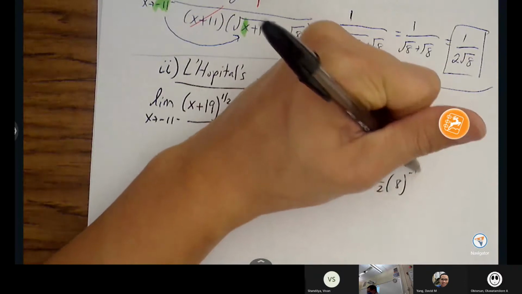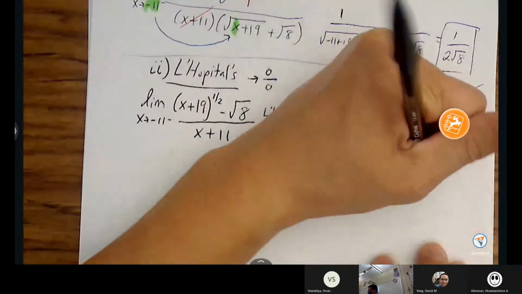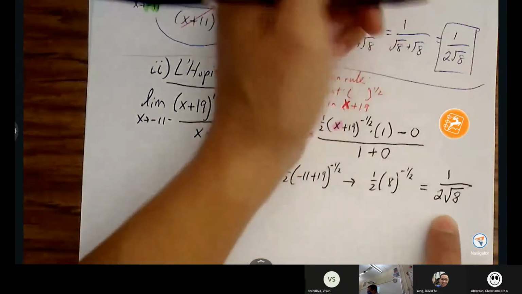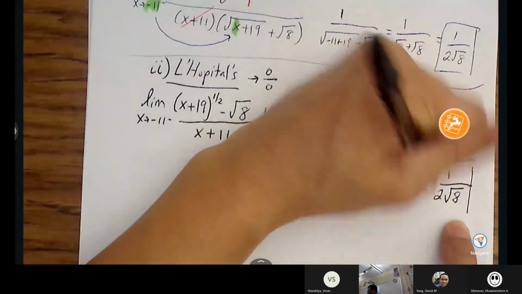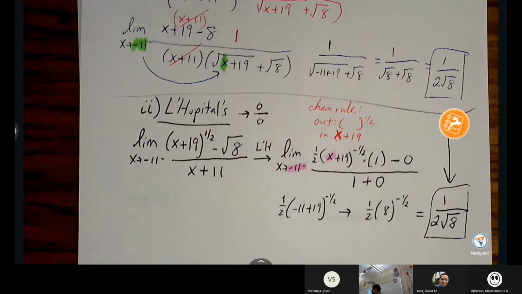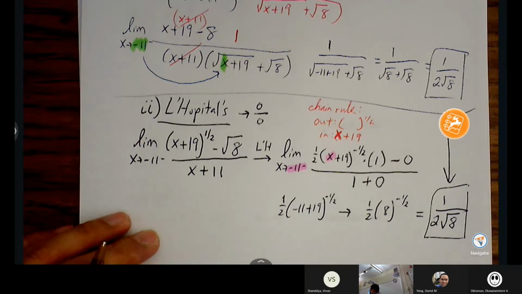1/2 times 8 to the negative 1/2. Same thing as bringing that 8 back down to the denominator, make it share the same space, and then converting it back to a radical. So either process works. Okay, questions?